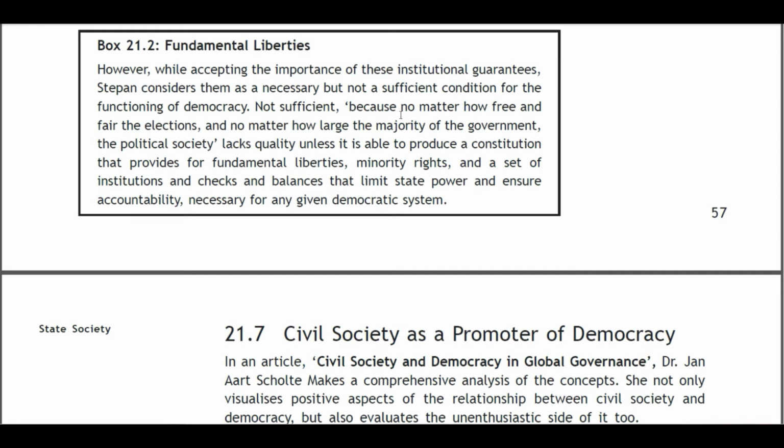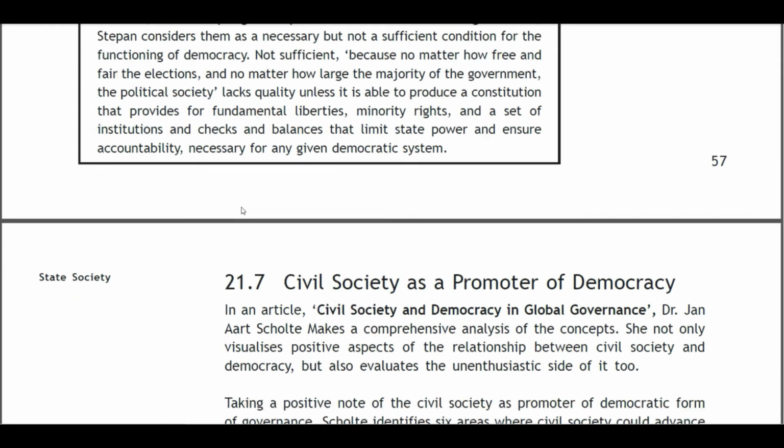Not sufficient because no matter how free and fair the elections and no matter how large the majority of the government, the political society lacks quality unless it is able to produce a constitution that provides for fundamental liberties, minority rights, and a set of institutions and checks and balances that limit state power and ensure accountability necessary for any given democratic system.